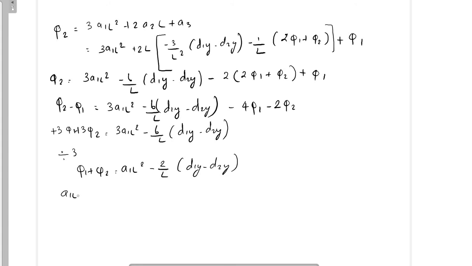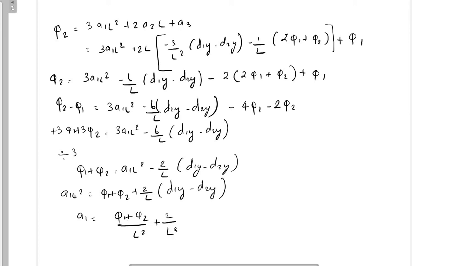So a1 L square is equal to pi 1 plus pi 2. Bring this side plus 2 by L d1y minus d2y. a1 is pi 1 plus pi 2 by L square plus 2 by L cube. So I am bringing this L square to the right side, so it is multiplied with L square with the L term: 2 by L cube d1y minus d2y. So this is the value of the constant a1.